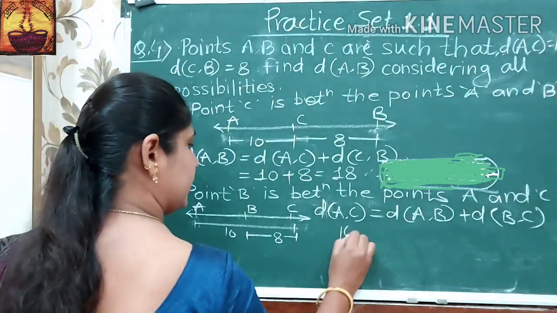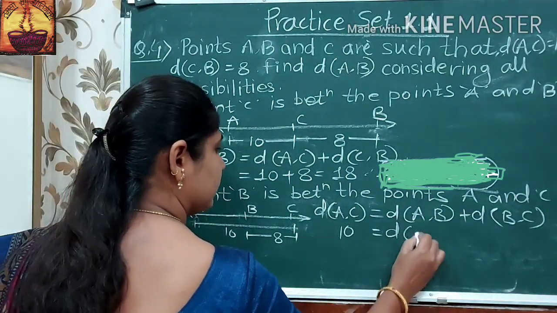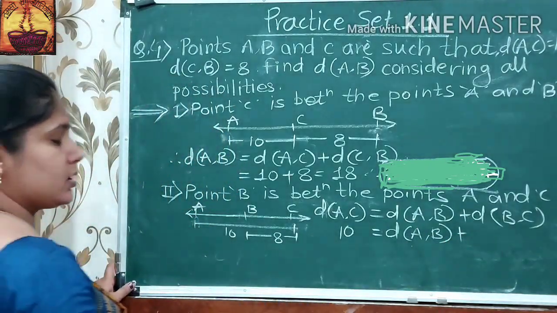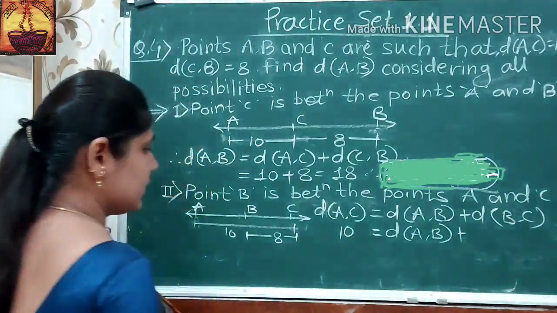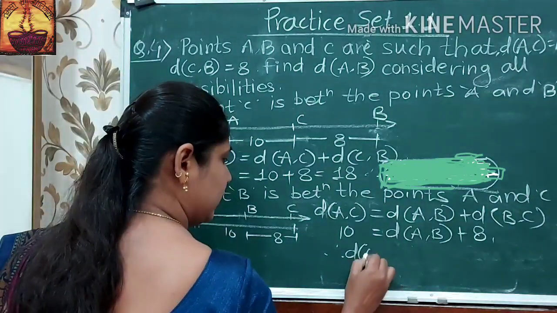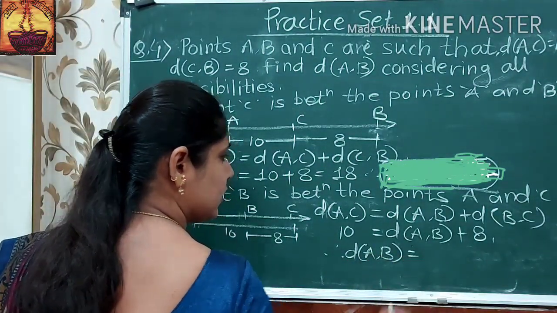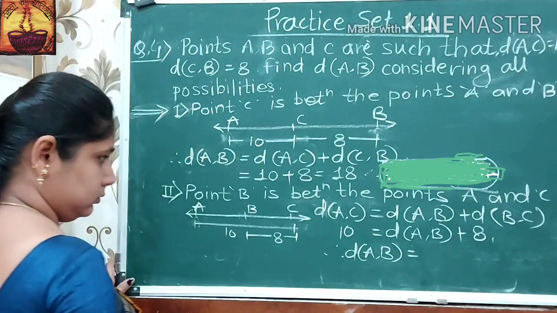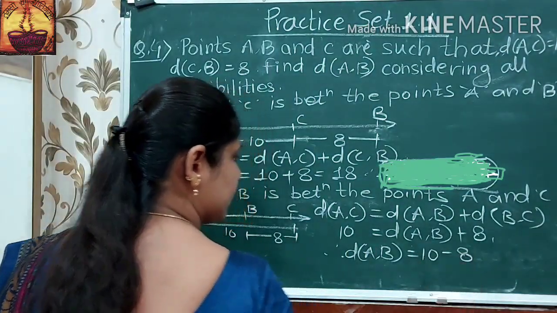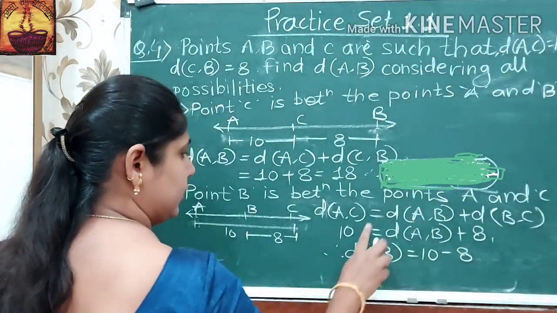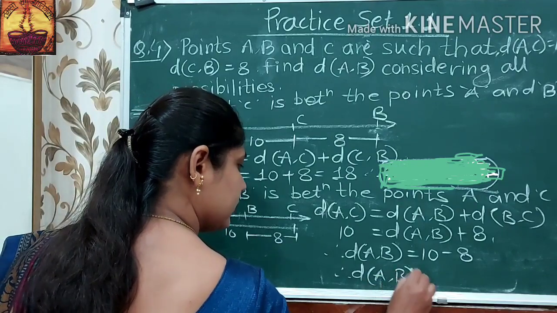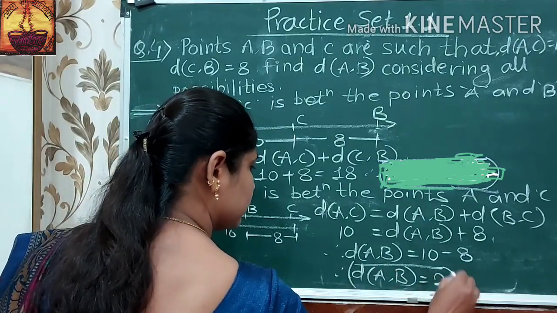Here AC is 10, and we have to find AB. Therefore, we write distance AB as it is. Distance BC is 8. For finding the distance AB, we write distance AB is equal to 10 minus 8. Here plus 8 becomes minus 8. Therefore, distance AB is equal to 2.